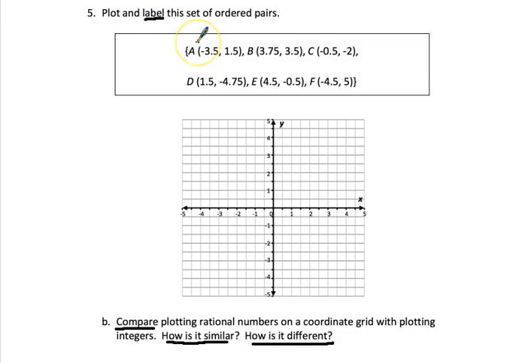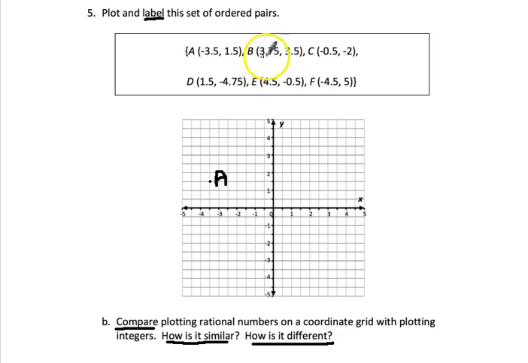My first point is A, and I'm going to start at the origin, and I'm going to go to -3 1/2. Here's -3, here's -4, here's the halfway mark. So I'm at -3 1/2, and my second set of points, y, is 1 5/10. So I'm going to go to 1 5/10, and I'm going to put my dot, and I'm going to label this A.